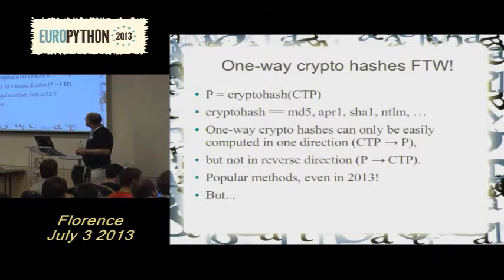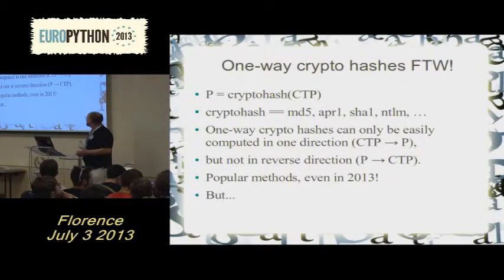Of course, as many of you know, crypto hashes are part of the solution, and the usual way is, if you use a simple one-way crypto hash, you have the clear text password, you apply a hash algorithm to it, and then you store the hash into the profile. Popular hashes: MD5, SHA1, NTLM, APR1, whatever.